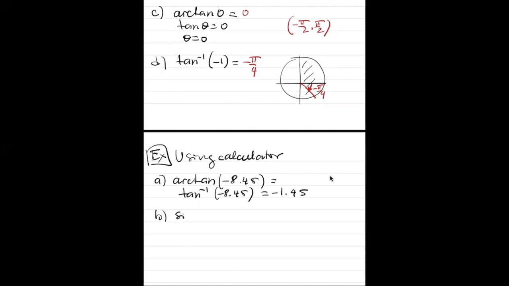So B, sine⁻¹ of 0.2447, you should get 0.247. C, arc cosine of 2. If you enter this on your calculator, it's going to give you an error, which means not possible. We know that there is no angle whose cosine is 2.